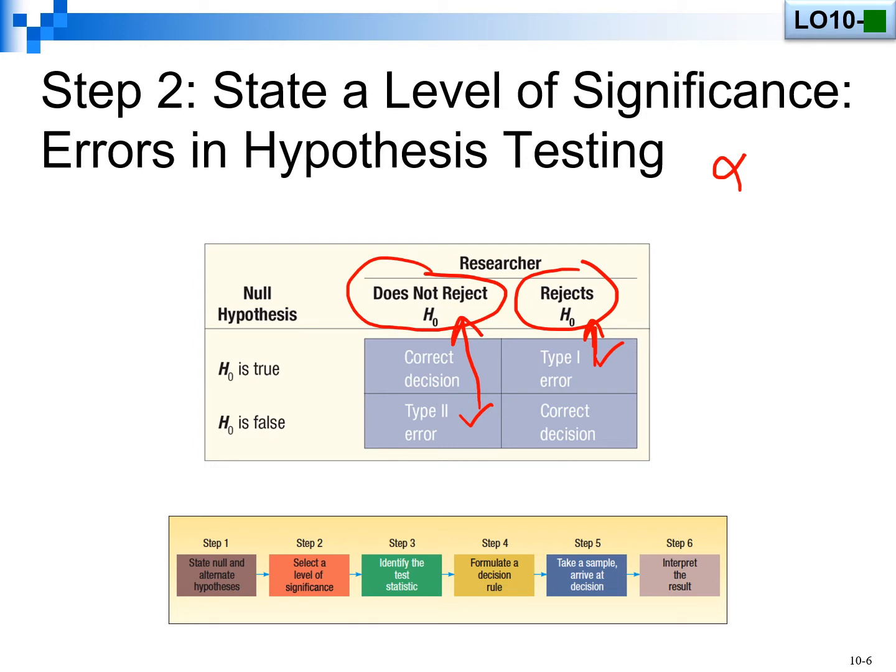Typically those are tied together, so you can never actually have both types of errors together. Anytime a type 1 error could be committed, it always goes with reject the null, and the type 2 error always goes with the do not reject the null.